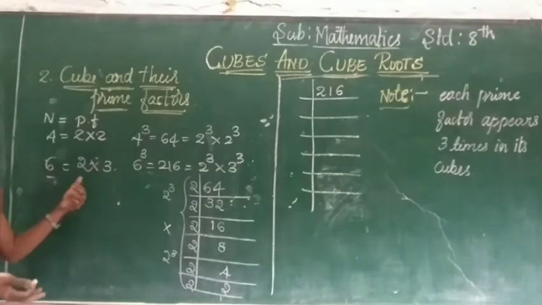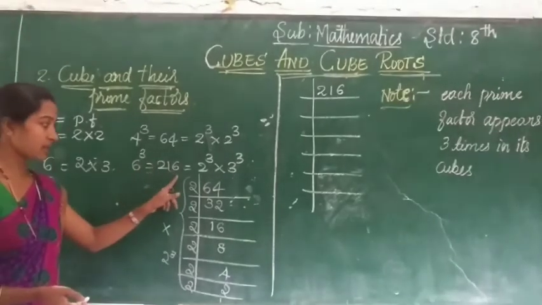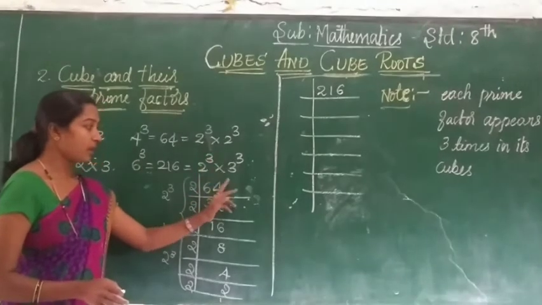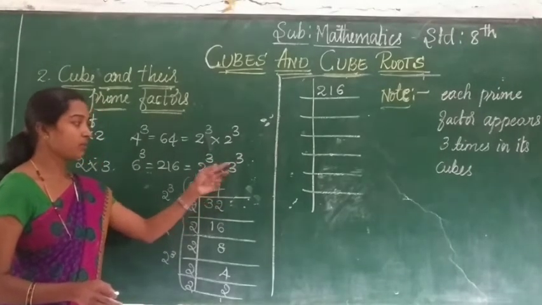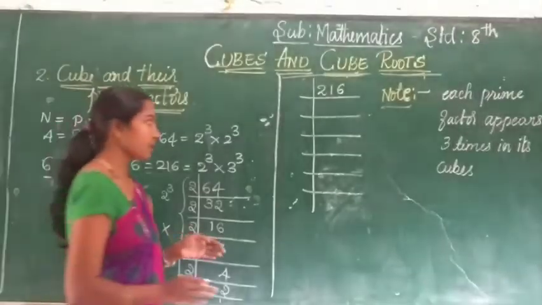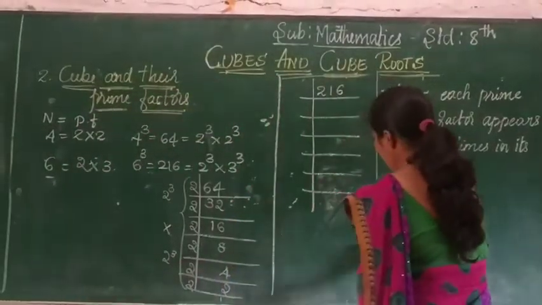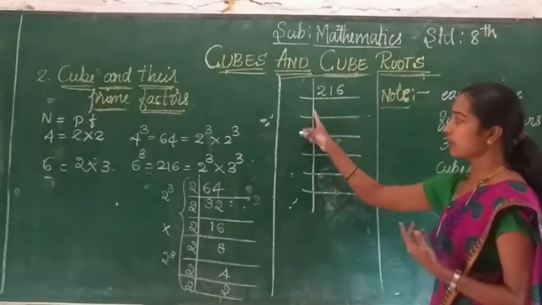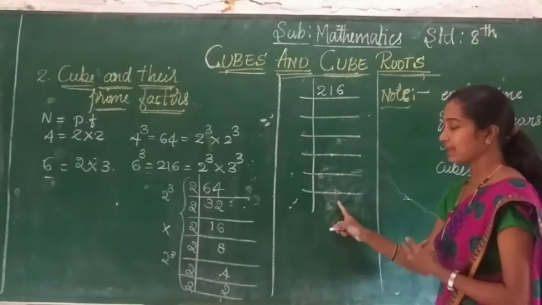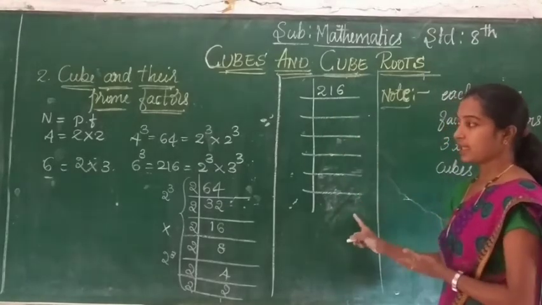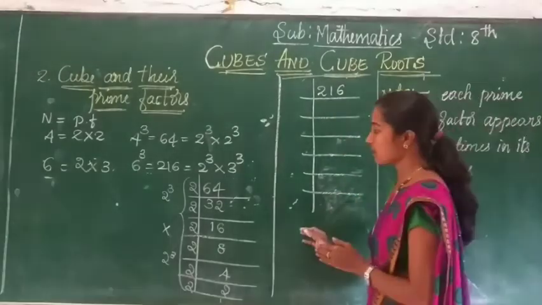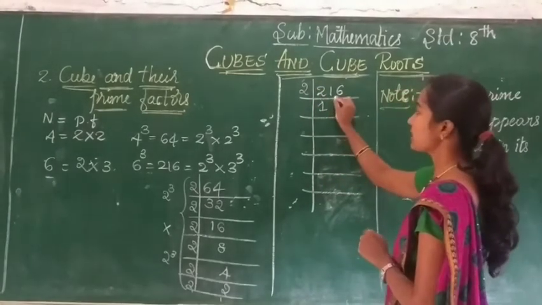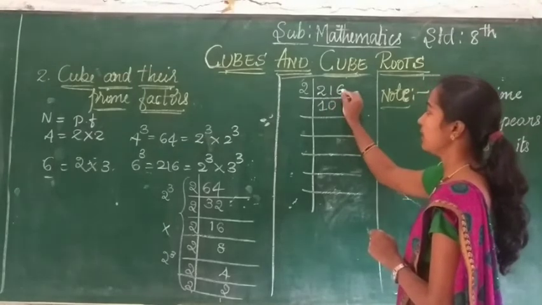Now let us check the cube. 6 cube value is 216. Whether this number takes 2 cube into 3 cube or not, we check by using the factorization method. Children, see here the process of writing the given number as a multiplication of 2 or more numbers. This method is called the factorization method. Now let us first start with 2. 2 ones are 2. Take 0, that becomes 16.